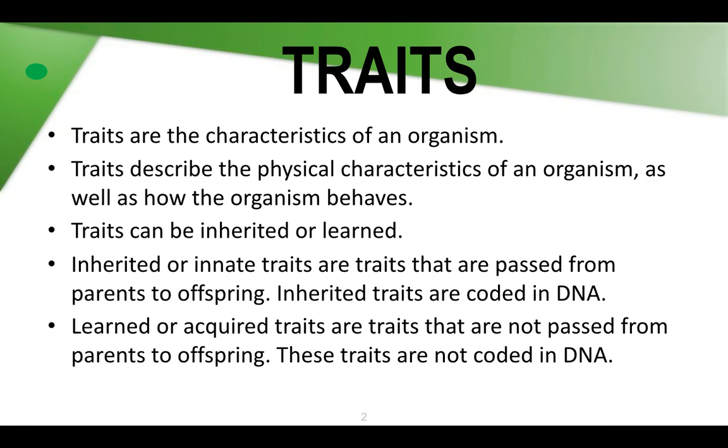Now, learned or acquired traits are going to be traits that are not passed down from parent to offspring. These are not in your DNA. Now, you can have some learned or acquired traits that are almost kind of passed down from your parents. It's like a tradition, right? Your parents might do something, so now you learn how to do it, right? You have that learned or acquired trait, but it's not coded in your DNA. It's not genetic, all right? That's going to be kind of the biggest difference between those two.